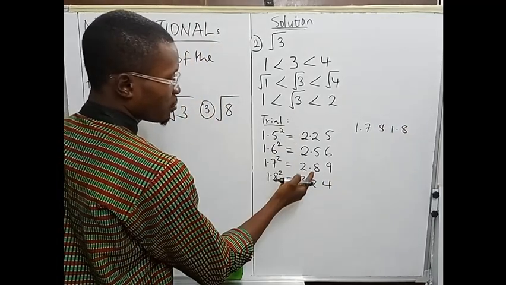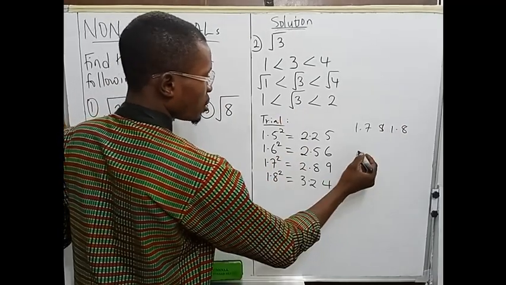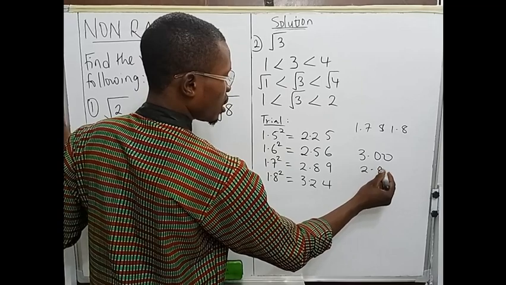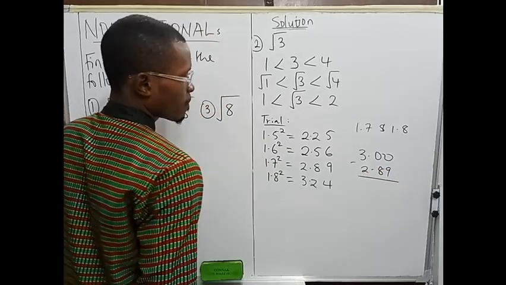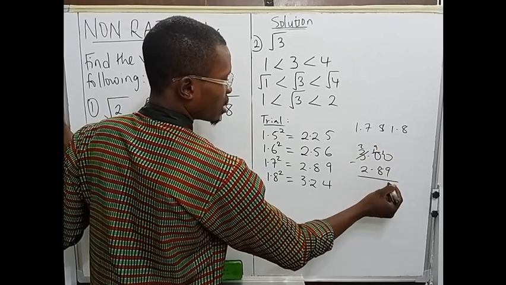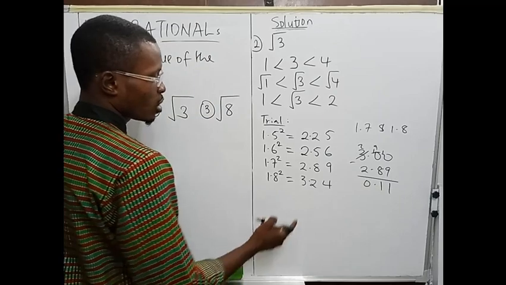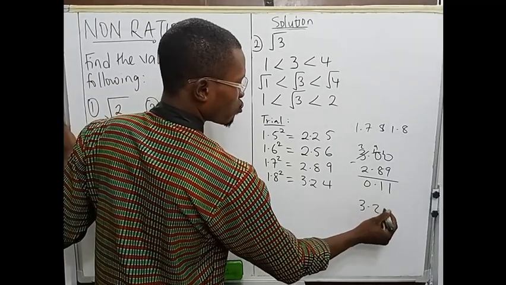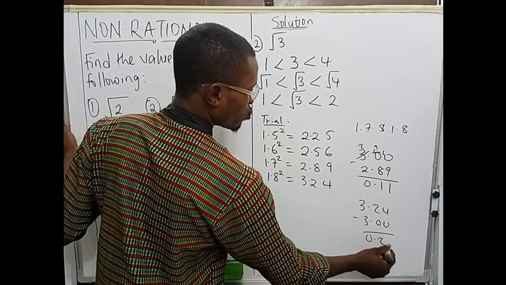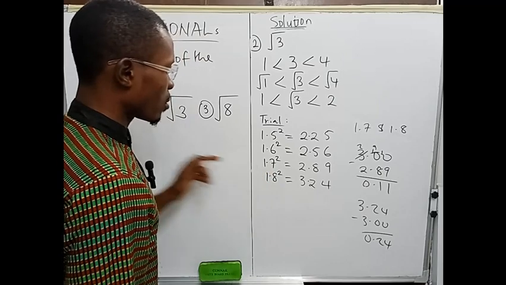So we'll find the difference to know which one is closer to root 3. So 3.00 subtract 2.89, the difference. Borrow 1 from here, you have 2, 10, 9, 10. 10 minus 9, 1. 9 minus 8, 1. You have 0.11. Now for this, 3.24 minus 3.00 equals what? 0.24. So this one is closer. Okay, so we'll take this as our reference.